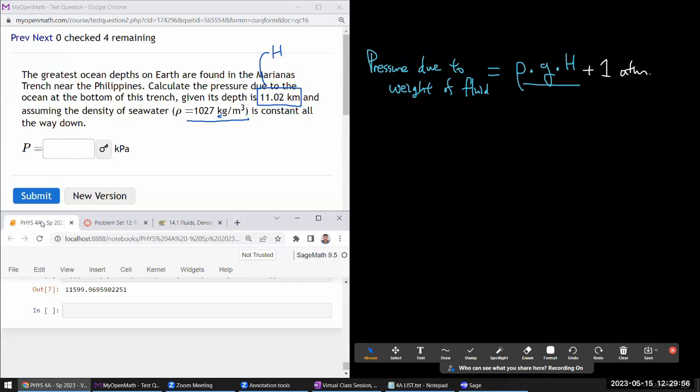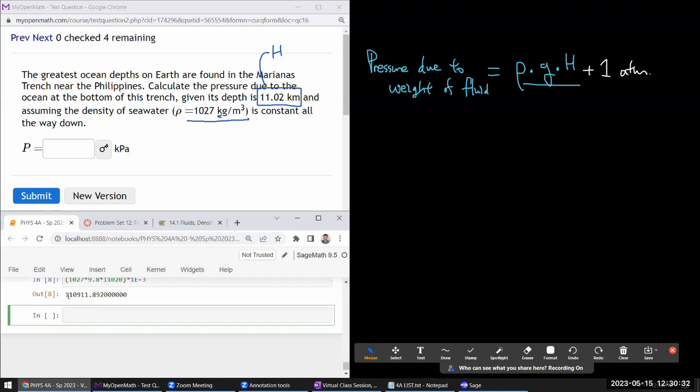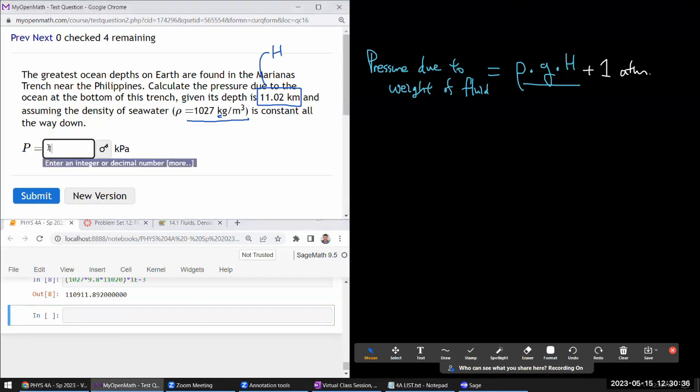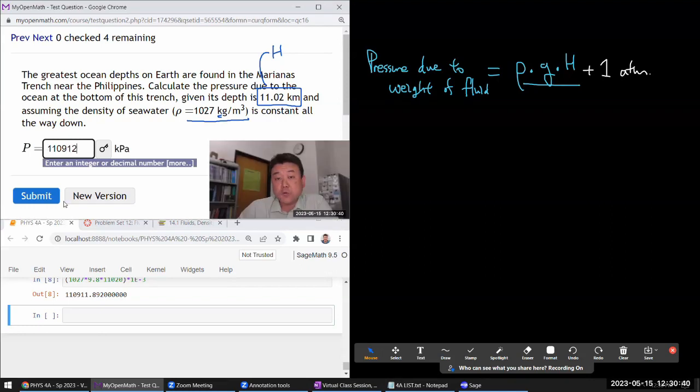So let's plug in the numbers and see. So we have density of the seawater, 1027 in basic SI units, g in basic SI units, times 11 kilometers, I want to put it in basic SI units, meter, 11,020 meter. And let me just multiply this by 10 to the power of minus 3 for conversion from Pascal to kilopascal. So when I put that in, I get, wow, a large number of kilopascal. So if I simply put this in, 110912 kilopascal, that'll be considered correct, because this addition of one atmosphere amounts to a difference of 100 kilopascal, and here that difference is less than 1%.